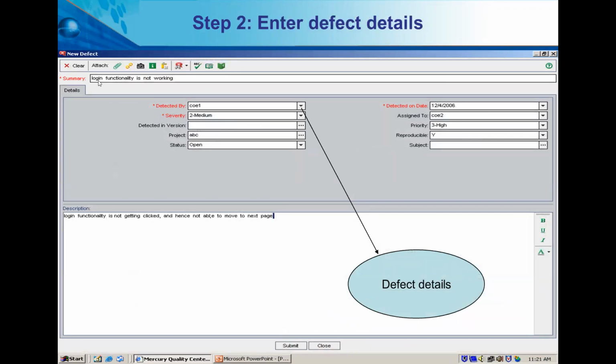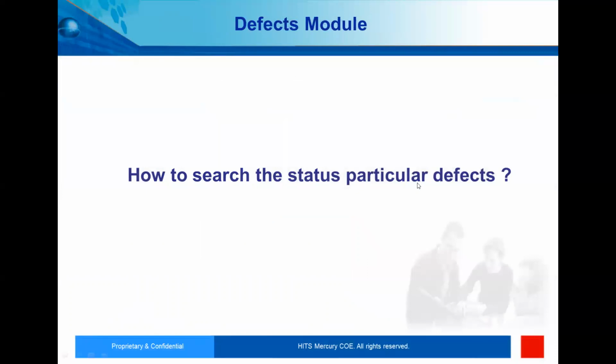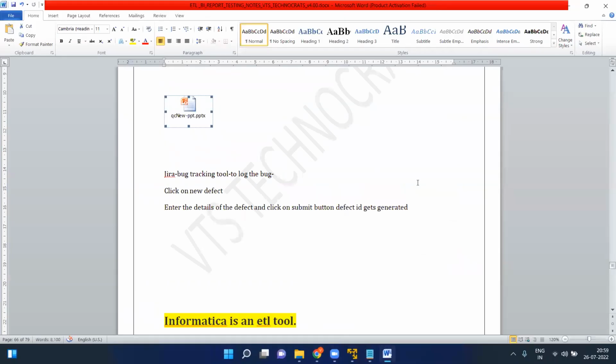You clicked on new defect, given the summary: login functionality is not working. You give the severity, priority, and everything. Login functionality is not getting clicked, hence not able to move to the next page. Click on submit button. You can assign it to a particular developer, and one defect ID will be generated. That is how the defect is logged in Quality Center. This Quality Center PPT is already attached. You can just see it and you can work in your application.